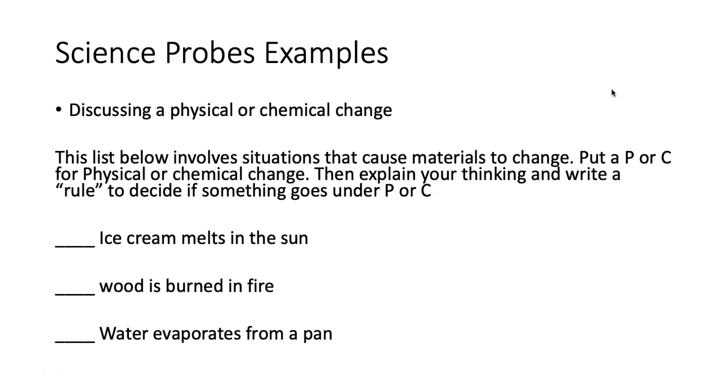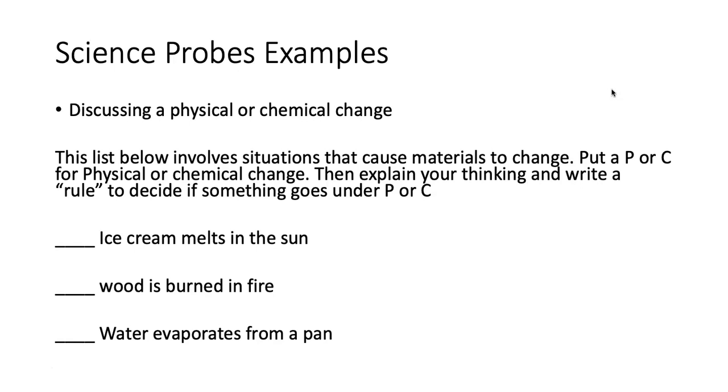So here you could say, this list below involves situations that cause materials to change. Put a P for physical change or C for chemical change next to each one, and then explain your thinking and write a rule to decide if something goes under P or C. So here we're asking our students to do something low level, in that they just have to identify if it's a physical or a chemical change. But then we take it up a notch with the second part of that question, where now we're asking them to write a rule to decide if something goes P or C.